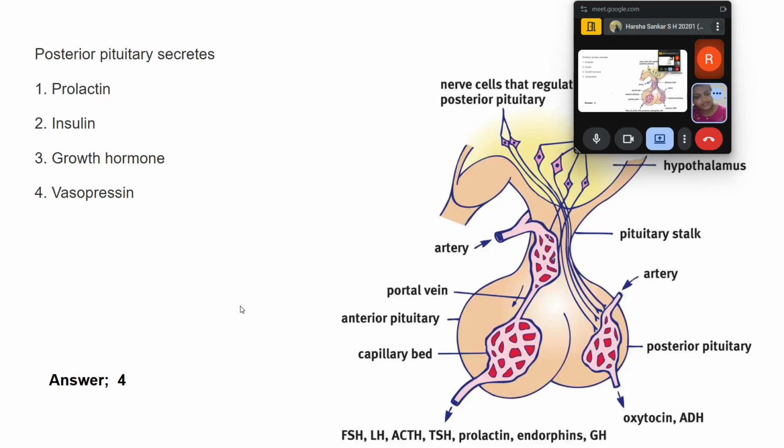Okay, here, this is the anterior pituitary and this is the posterior pituitary. In posterior pituitary, it's not synthesized there. It is synthesized from hypothalamus only, but it is stored in posterior pituitary. So oxytocin and antidiuretic hormone, one other name of which is vasopressin.